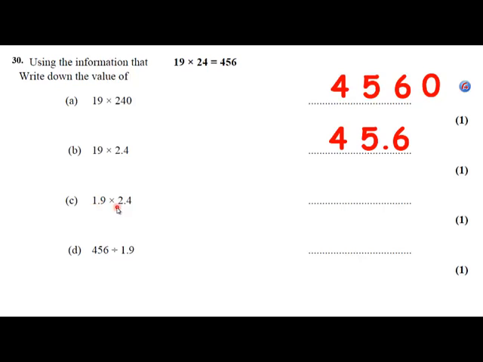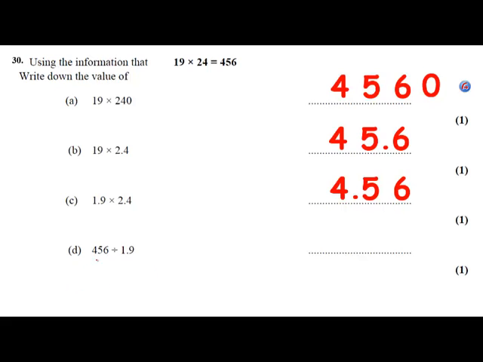Part C, same digits, 19 times 24, so my answer is going to have the same digits. Look at how many decimal places I've got in the question. So 1.9, that's one decimal place. 2.4, that's one decimal place, so that's two decimal places altogether in the question. My answer is going to have two decimal places, and remember I said we count from the right hand side, so 1, 2, the decimal point is going to be between the 4 and the 5. Okay, that should be pretty straightforward up to that point.